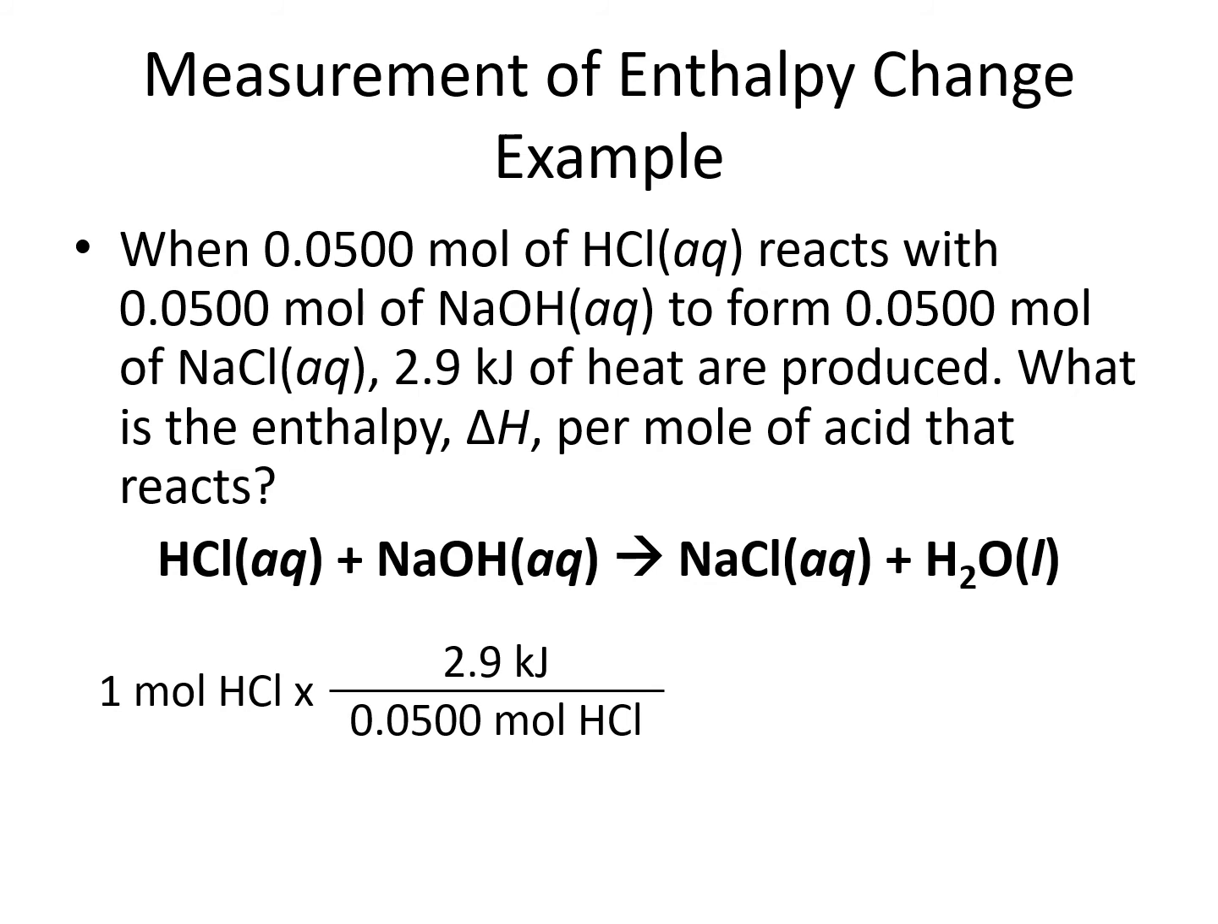But we're trying to find out what happens when 1 mole of acid is put in. So we want moles of HCl on the bottom to cancel out, and kilojoules is going to go on the top since we're trying to find the amount of enthalpy, the delta H, per mole of acid. So we have 1 times 2.9 divided by 0.05, and that gives us 58 kilojoules would be associated with our 1 mole of acid.